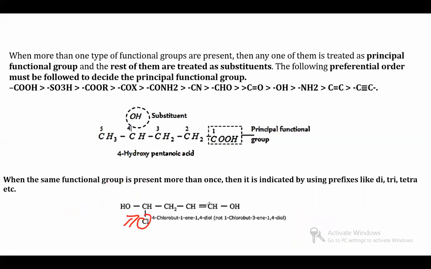The functional group is the OH, and the double bond comes after the root word as the primary suffix: alkane, alkene, alkyne. That should be clear first. Numbering is from this side, 1, 2, 3, not from the other side. So that is the proper way of naming an IUPAC compound.